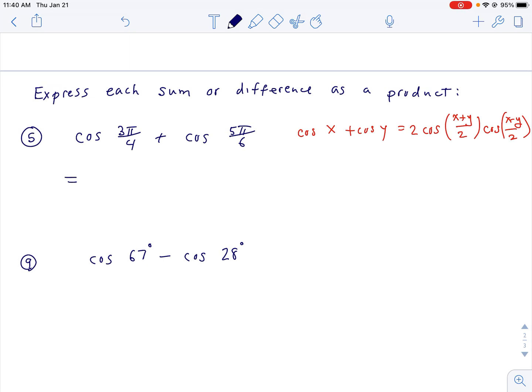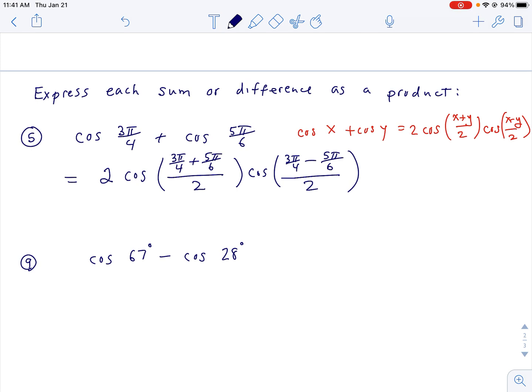All right, so again, my original problem was cosine 3 pi over 4 plus the cosine of 5 pi over 6. Don't simplify them. We're just going to use the identity. The identity says 2 times the cosine, big parentheses, x plus y over 2. So it's going to be 3 pi over 4 plus 5 pi over 6, the whole thing over 2. And the cosine of the difference over 2. So 3 pi over 4 minus 5 pi over 6, the whole thing over 2. Again, you've got fractions within fractions, which is not the best, but we can certainly simplify.